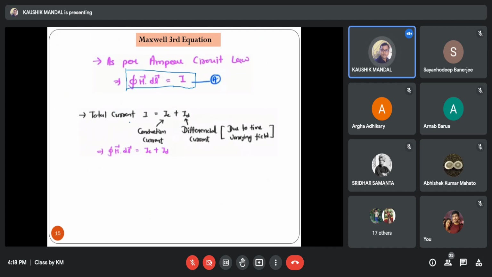Now, when we only consider the static field, then the total current is basically nothing but the conduction current. But if we consider the time varying field, then we have to consider this parameter also, ID, that is the displacement current. So this total current I will be replaced by IC plus ID. Though finally we will not consider the effect of this time varying field. The modification in Maxwell's equation due to the time varying field will be discussed in the next class.